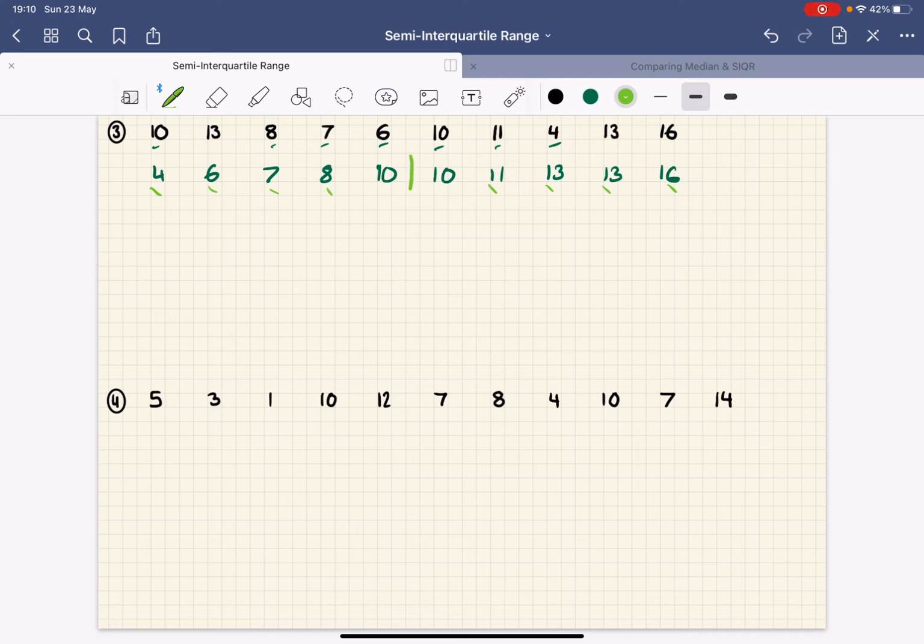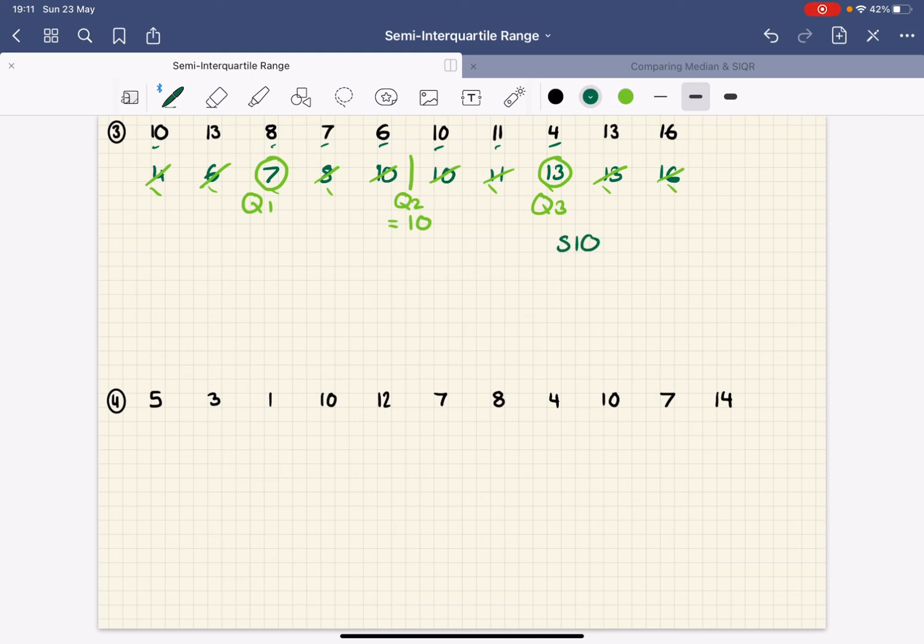And again, I'm in the middle here. And think about it this way, if I did 10 plus 10 divided by 2, that's just still going to come out as 10. And once again, I've got these sets of 5 numbers now on either side of my median. So I now want to find the median of those halves. So scoring it out, front, back, and I'm left with 7 there. So 7 is going to be my Q1. And here, 13 is going to be my Q3.